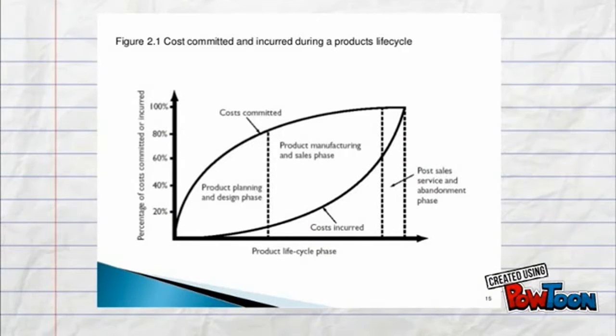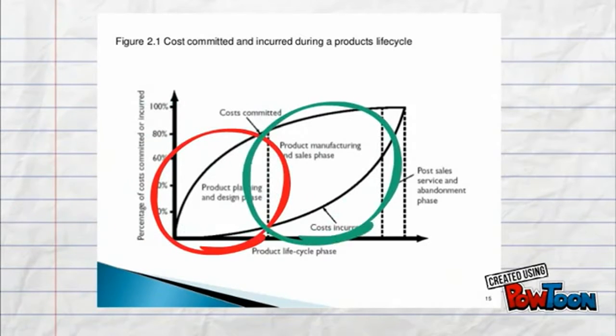Figure 21.1 illustrates a typical pattern of cost commitment and cost incurrence during the three stages of a product's life cycle, which are the planning and design stage, the manufacturing stage, and the service and abandonment stage.